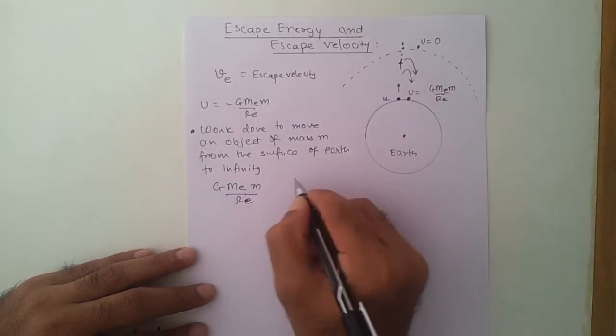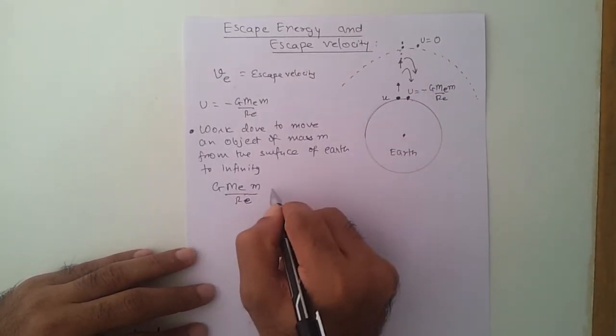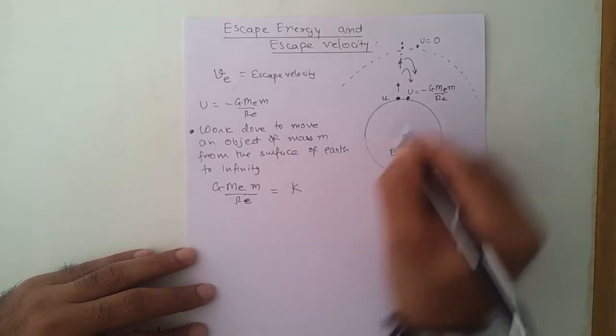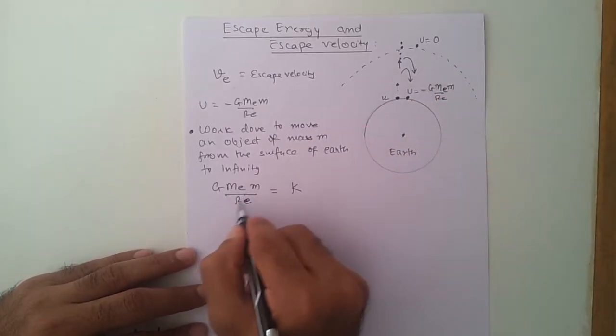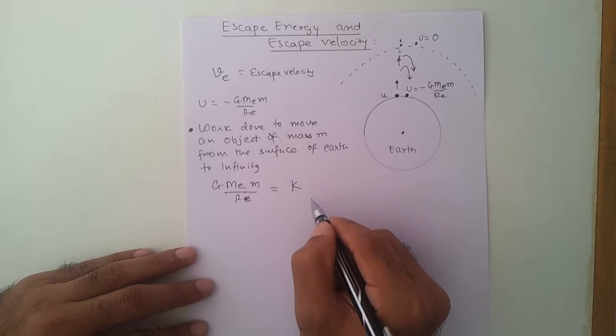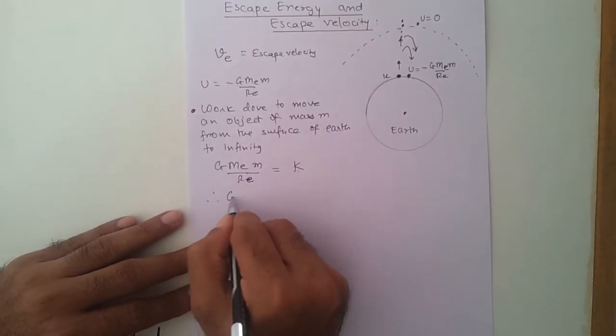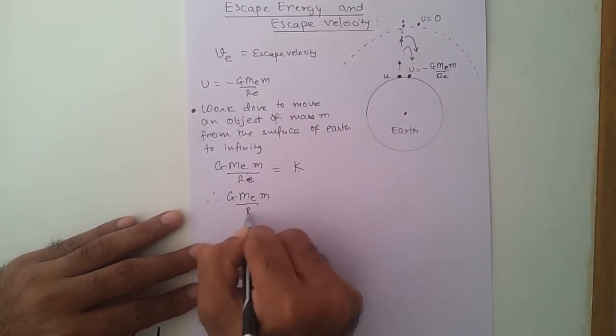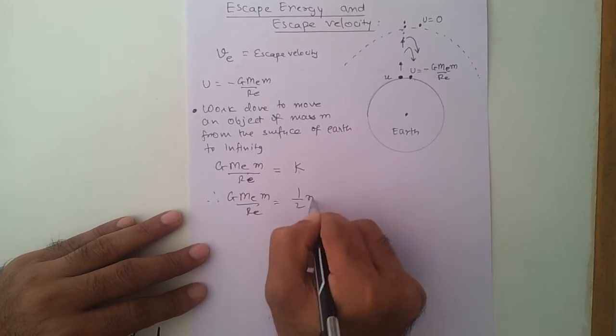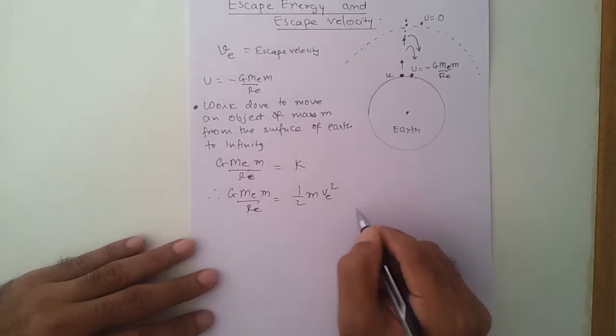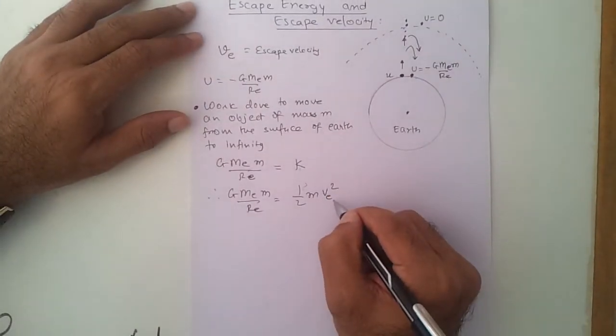Right? So that means if this particular amount of energy is given in the form of kinetic energy, it will escape. So GMe m upon Re is equal to half m ve square, right? Where ve stands for the escape velocity.